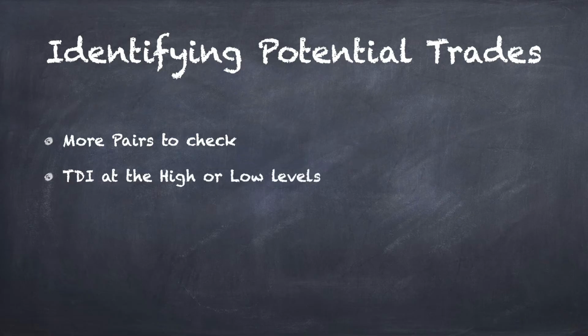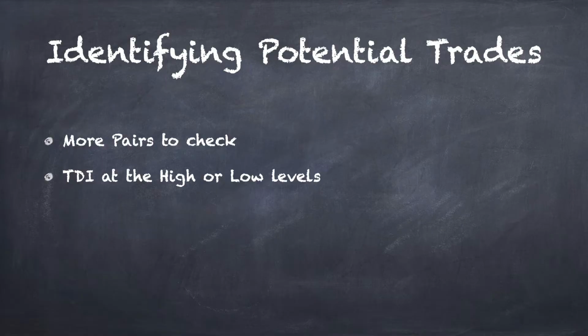The TDI has to be at high or low levels. That is non-negotiable for this to work. The TDI has to be at the extremes of the high or the low levels. That has to be there, or else this does not work. Okay?